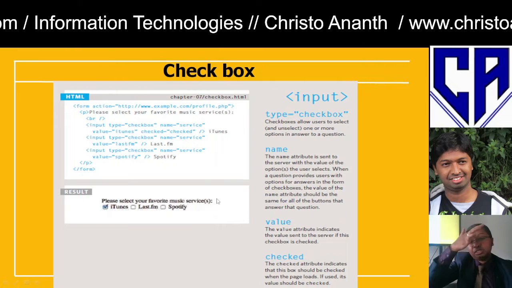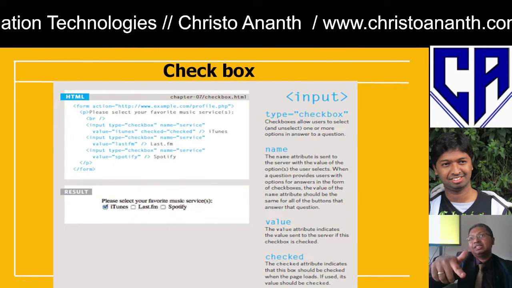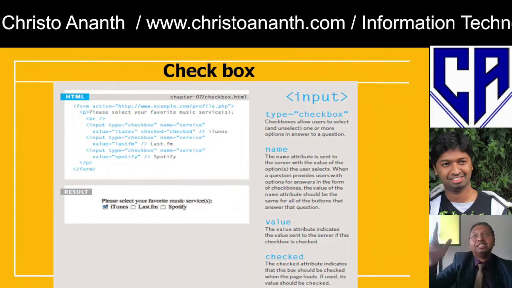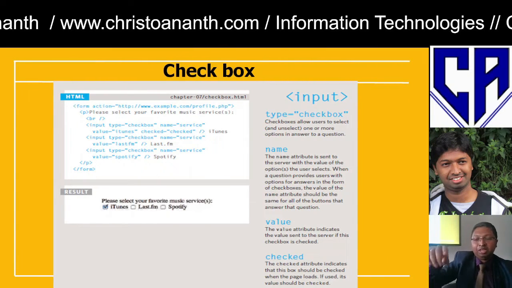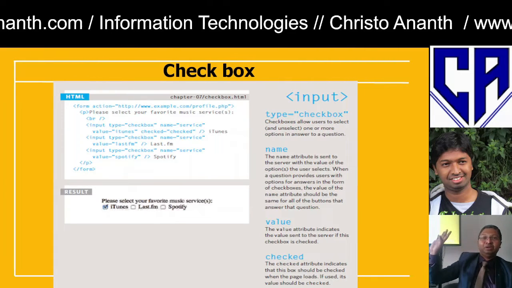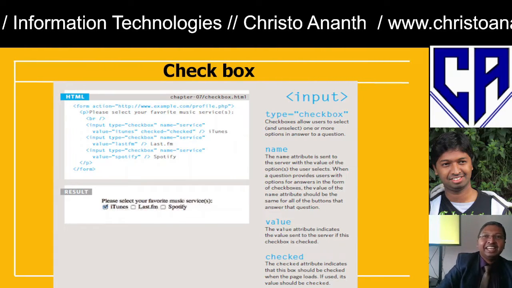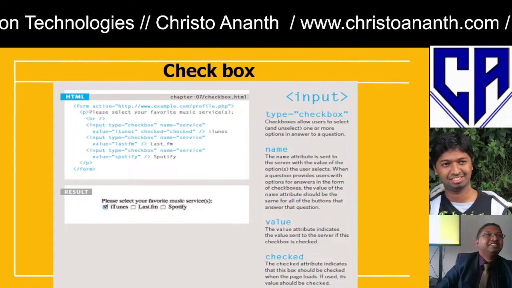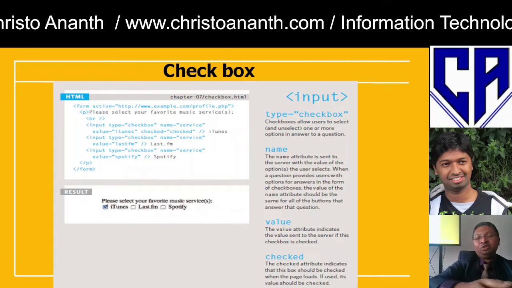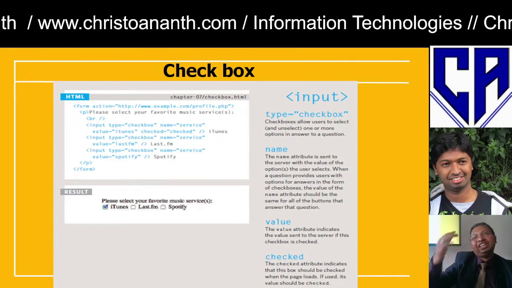Then you have the checkbox. Checkbox you can unselect. But a radio button you cannot unselect. If I choose not to select it, I can leave it. But if I have selected it, I should choose one of the three. In this case, we can unselect it. If I don't want iTunes also, I can leave it.